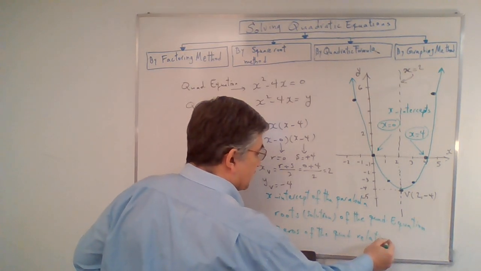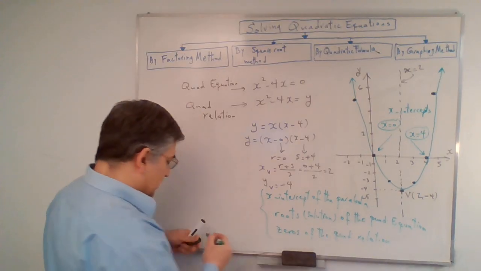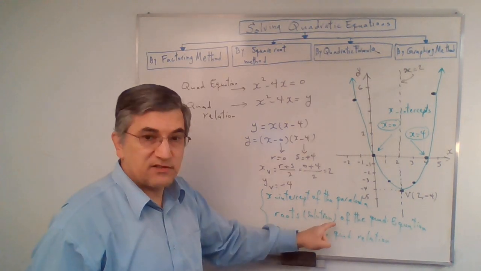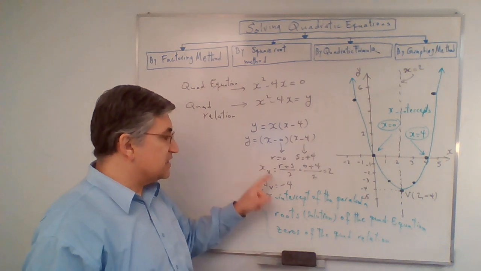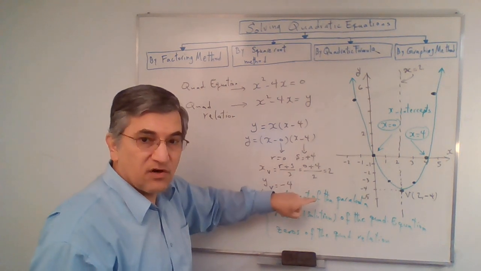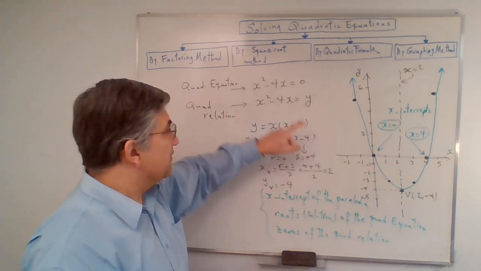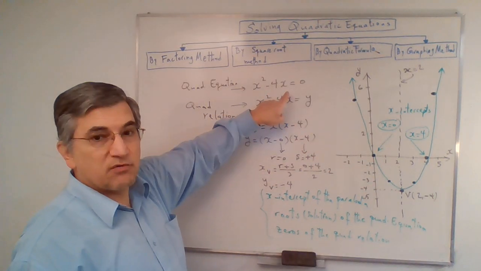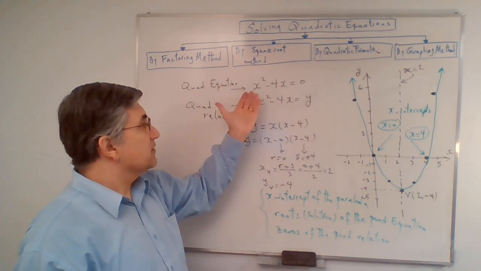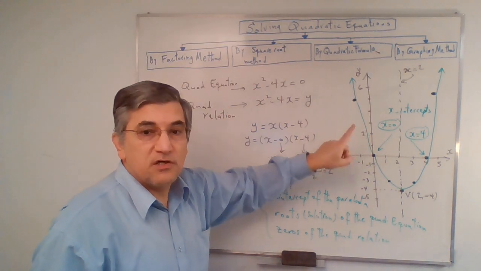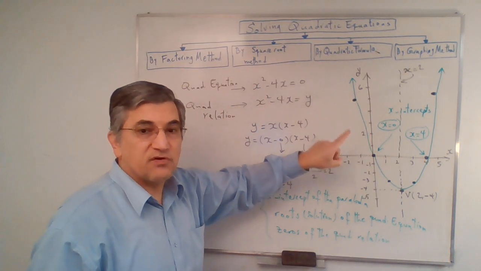So all of these three things are the same thing. Zeros of the quadratic relation is the same as the roots of the quadratic equation, and it's the same as the x-intercepts of the graph of the quadratic relation. In other words, the x-intercept of the parabola. So if somebody says, okay, this is the quadratic equation, what is the solution? What's the answer? If you solve this quadratic equation, the answers are nothing but the x-intercepts of the graph.